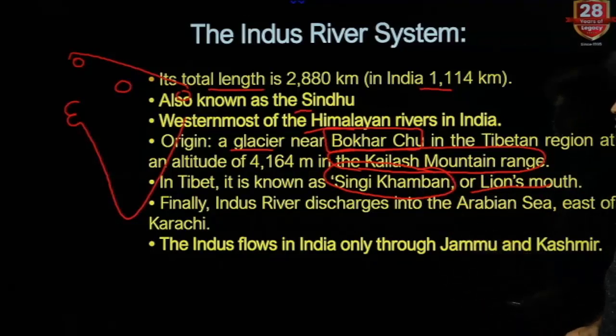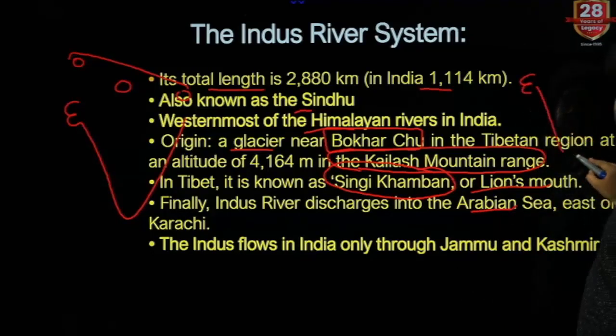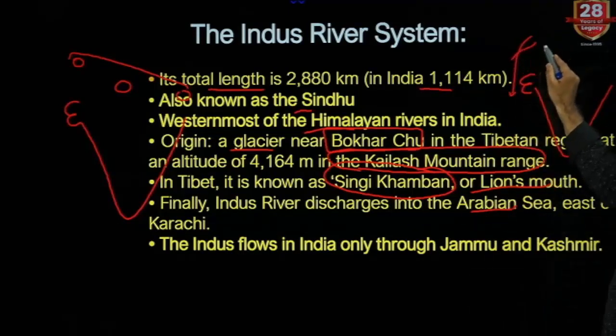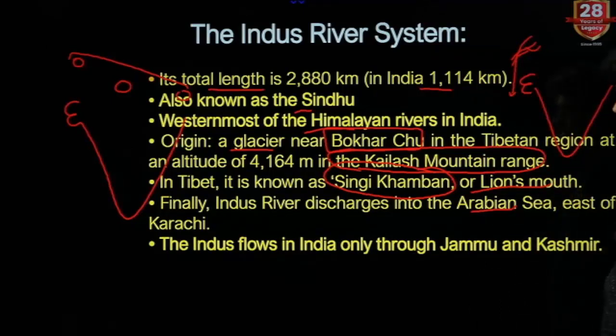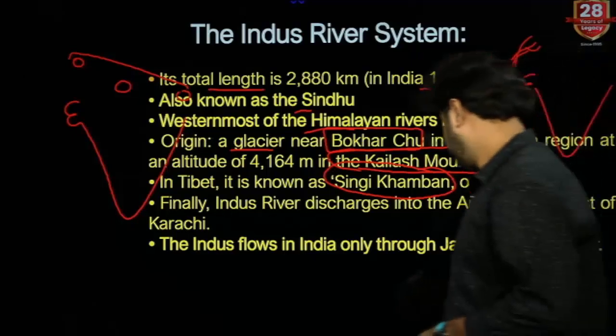Finally, the Indus river discharges into the Arabian Sea. As we discussed earlier, the Indus river is a west flowing river because the Indus and its tributaries join the Arabian Sea. The Indus flows in India only in Jammu and Kashmir, and the remaining rivers are its tributaries.